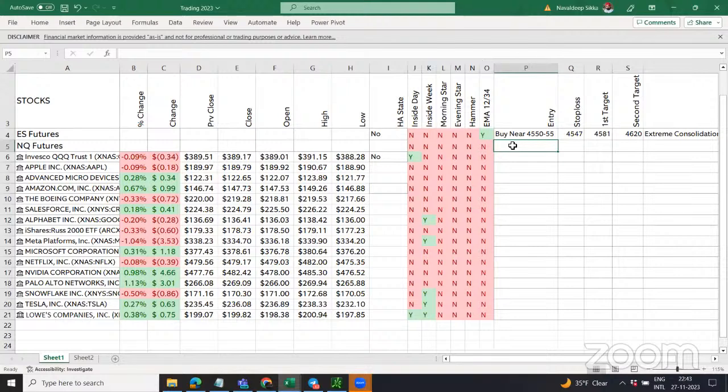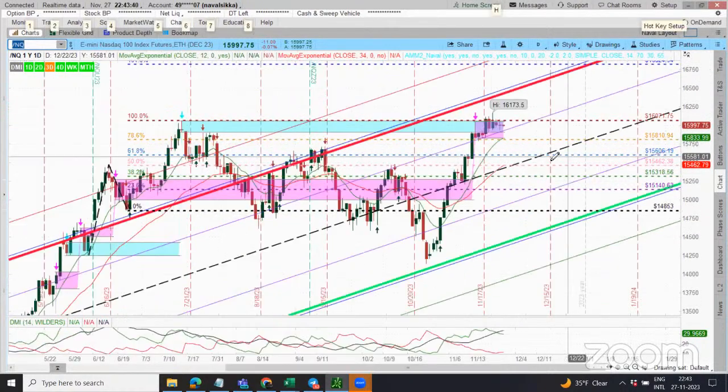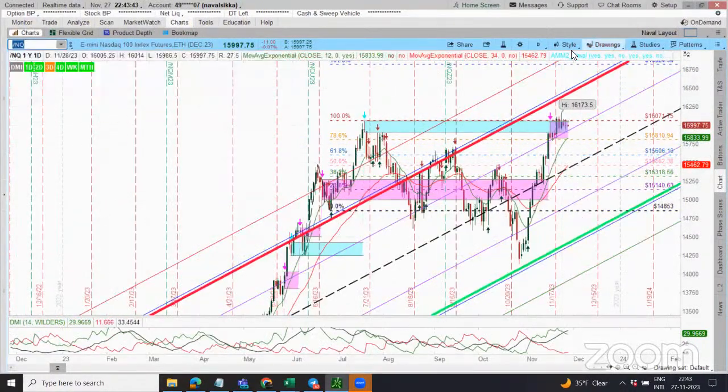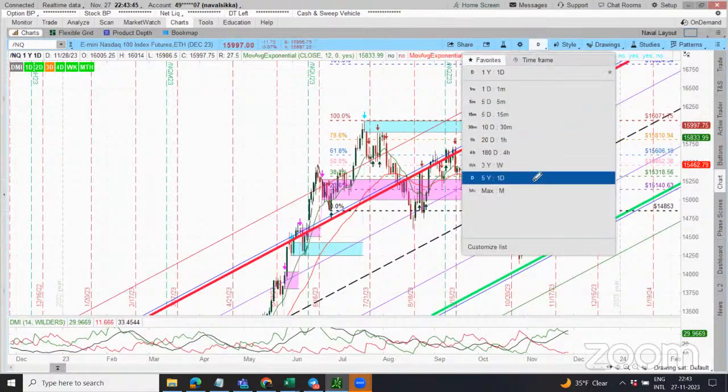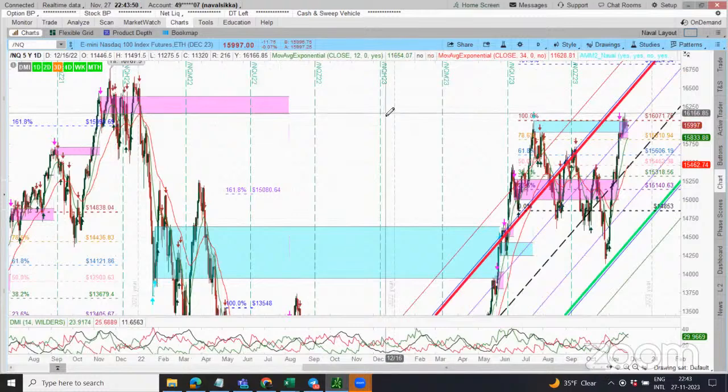So again, I want to buy near 15,960. Stop loss is 15,910. First target 16,070. And second target, if I go back, once we clear this and go to the 5-year period, is 16,165.